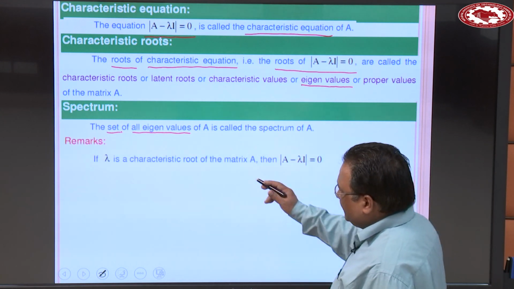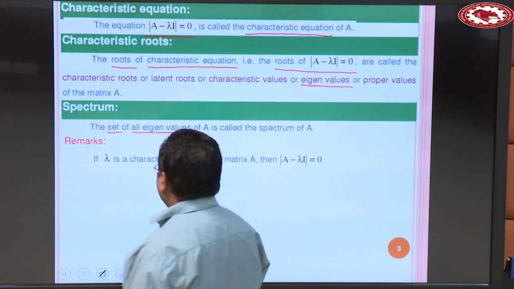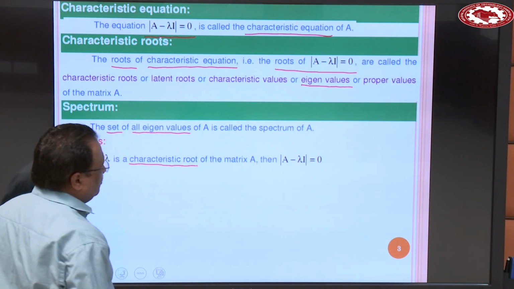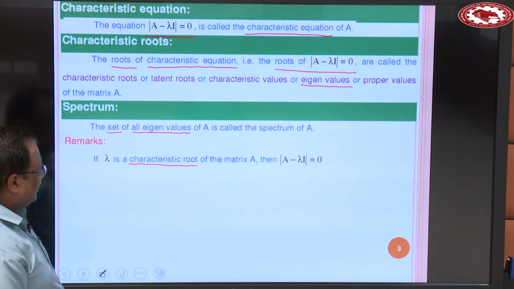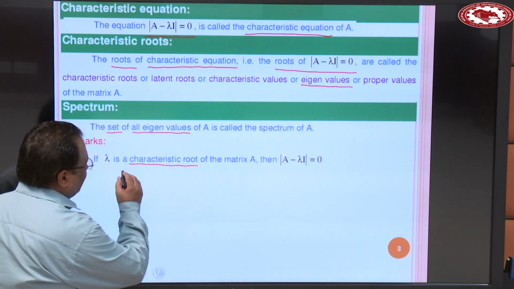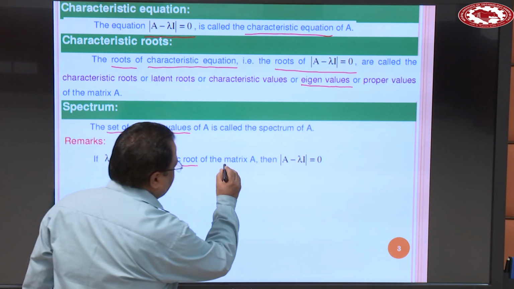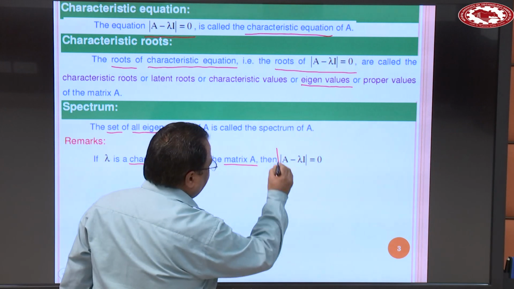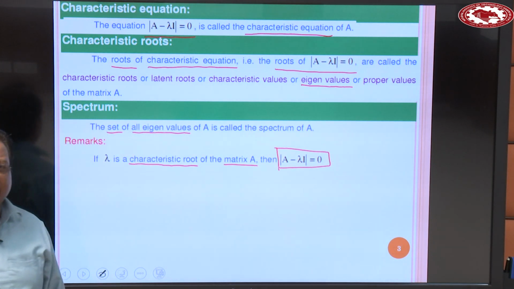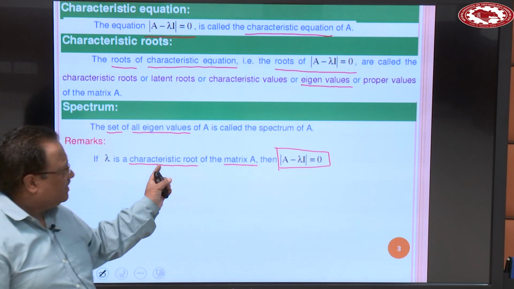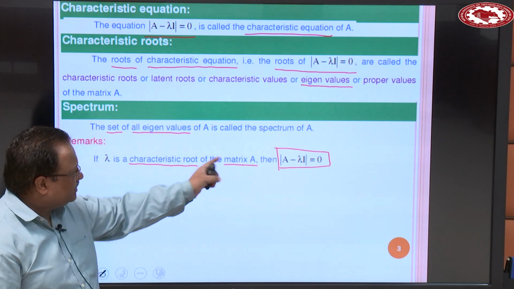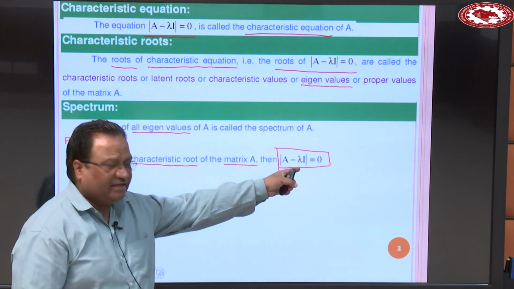So, here we have one important remark. If lambda is an eigenvalue of a matrix A, okay, eigenvalue means characteristic roots, so if lambda is a characteristic root of the matrix A, then by definition determinant A minus lambda I is equal to 0, because lambda is the root of this equation. So, when lambda is the root of this equation, this means it satisfies this equation.